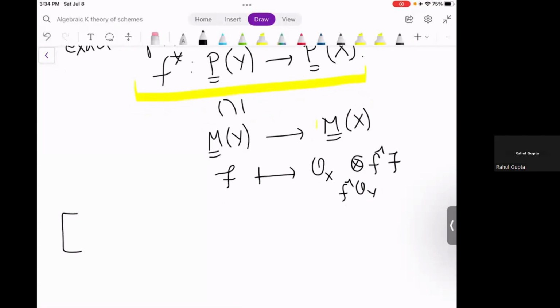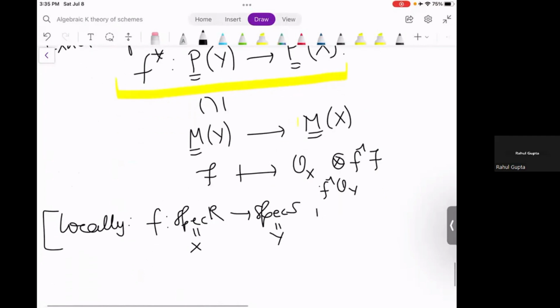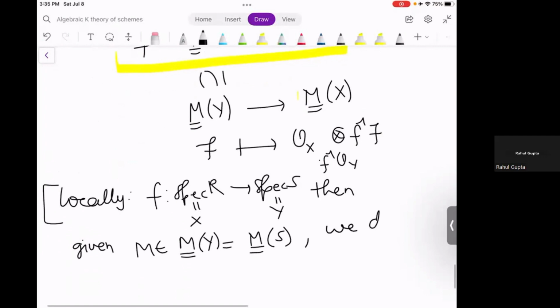Locally, let me write the local picture. Locally, if f is a map from, say, Spec R, so this is my X, to Spec S, so this is my Y. Then given any M in M of Y, which is just modules over S, we define the pullback of M to be M tensor with R over S. You take the inverse image, but you have to make it a module, so you have to tensor it. Is it okay?